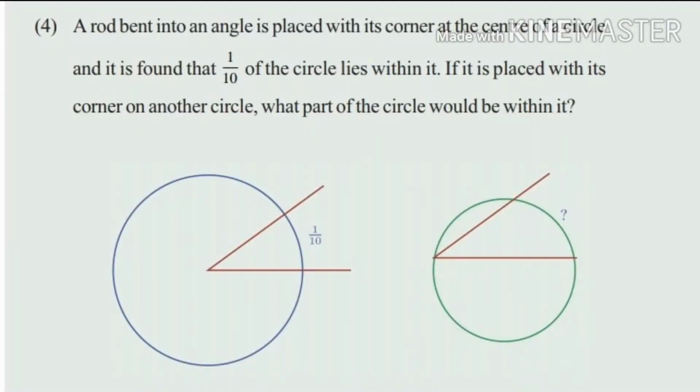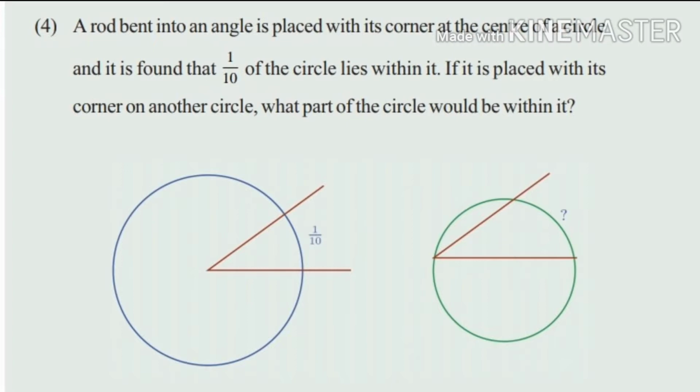Question number 4. A rod bent into an angle is placed with its corner at the center of a circle, and it is found that 1 by 10 of the circle lies within it. If it is placed with its corner on another circle, what part of the circle would be within it? This is the question. Here you can see two circles.